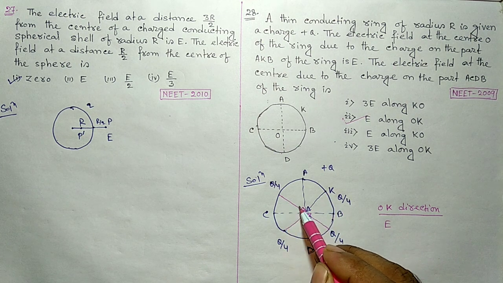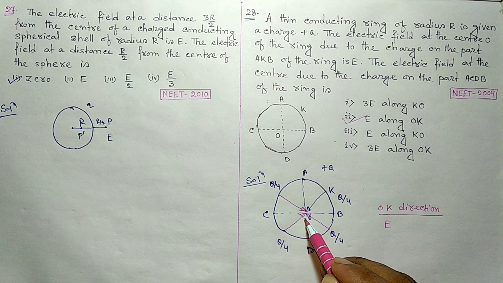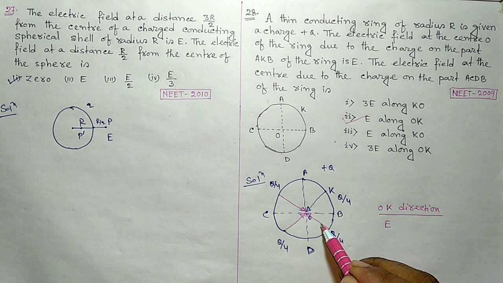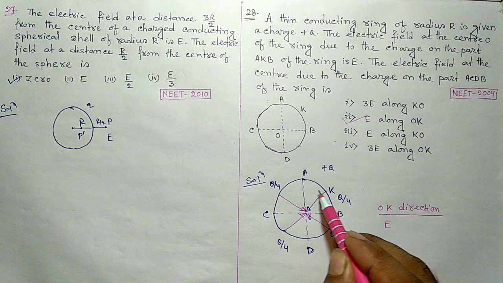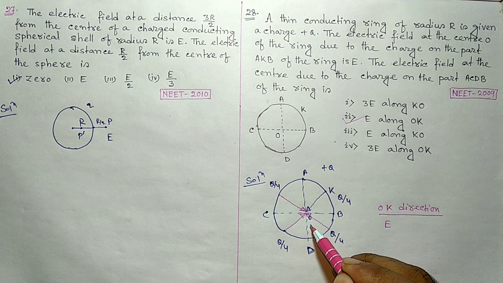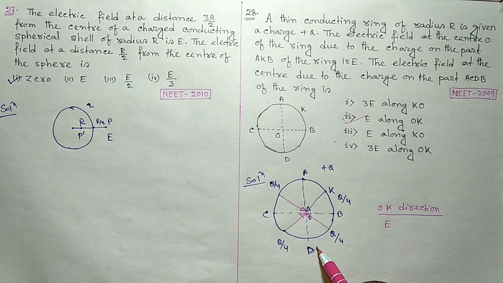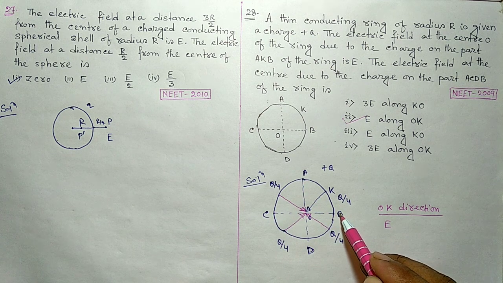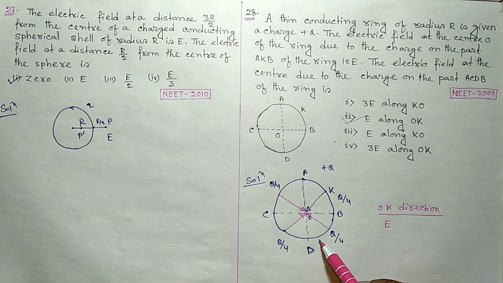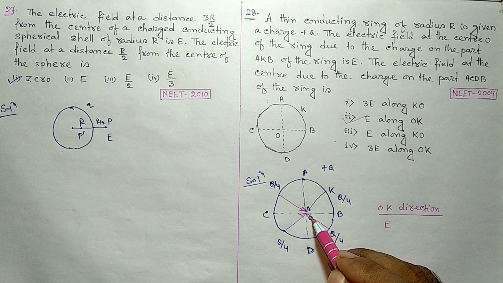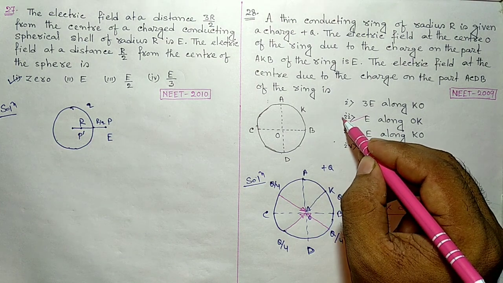This is E, this is E, this is E, this is E. 4 equal segments. So the electric field for each segment is E, and for ACDB, due to AC and BD, the net electric field is 0. So only due to the CD part, the electric field will be E and the direction will be the OK direction. So option 2 is the right answer.